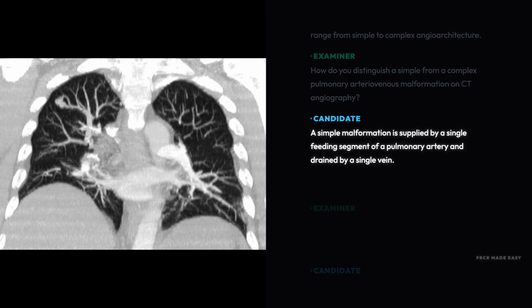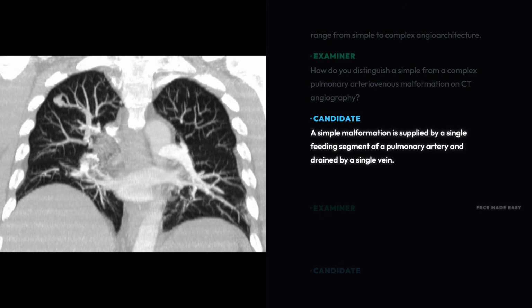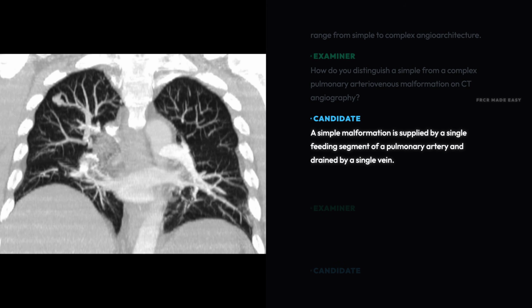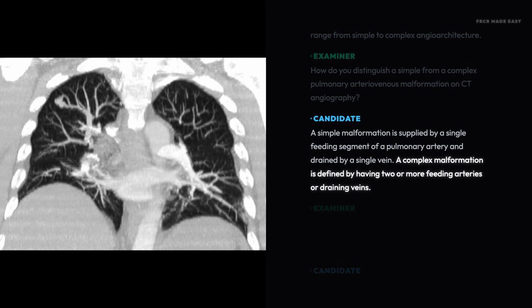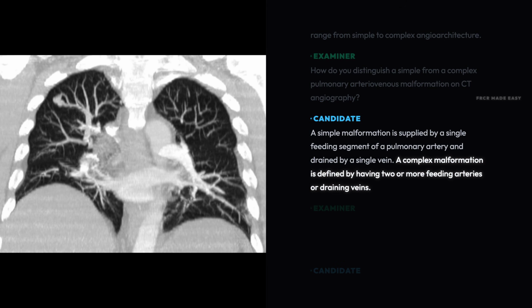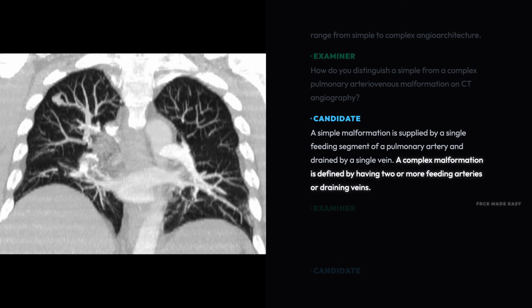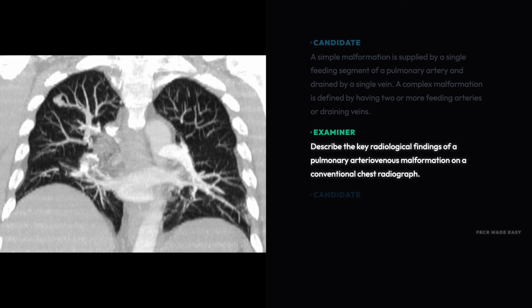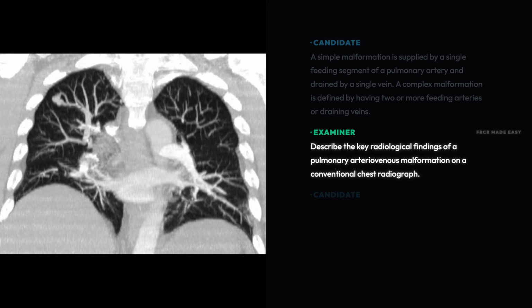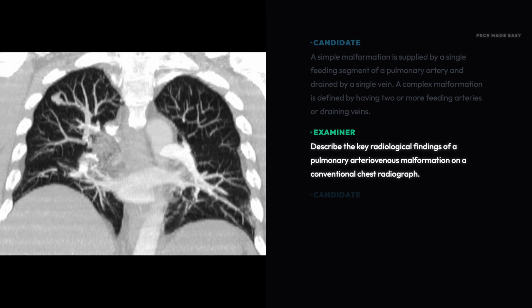A simple malformation is supplied by a single feeding segment of a pulmonary artery and drained by a single vein. A complex malformation is defined by having two or more feeding arteries or draining veins. Describe the key radiological findings of a pulmonary arteriovenous malformation on a conventional chest radiograph.